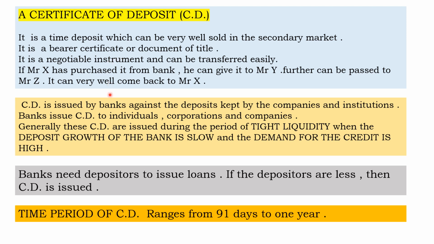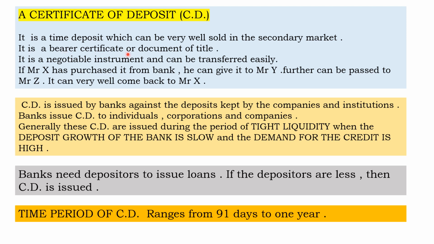It's a time deposit. What does this mean? That for a particular period of time, you'll deposit the money in the bank. And the second advantage is it is sold in the secondary market. You can sell that CD. If you have deposited that money, you can sell it to me, and I can further sell it to somebody else. That is called secondary market. You know now what is primary market and secondary market? I have made a separate video for primary and secondary market. Kindly go and have a look at that video. So certificate of deposit is a time deposit which is sold in the secondary market.